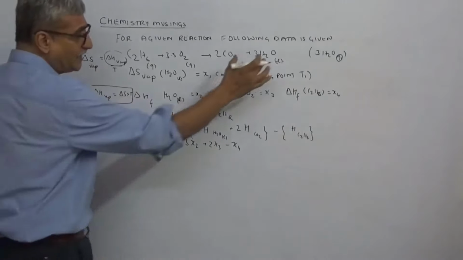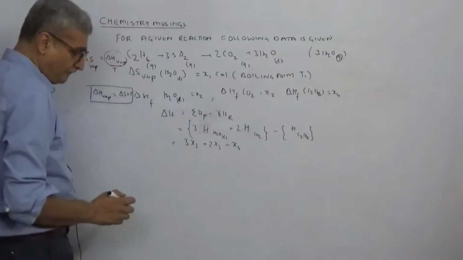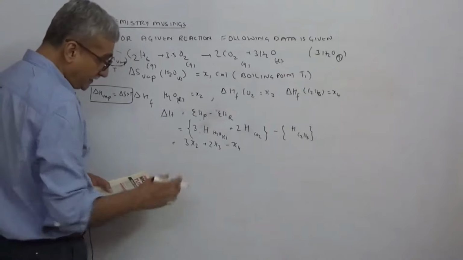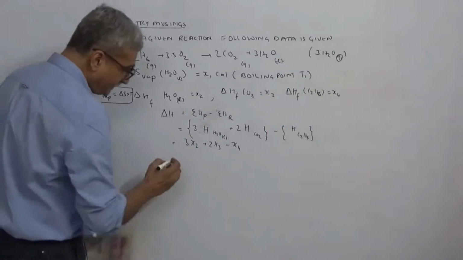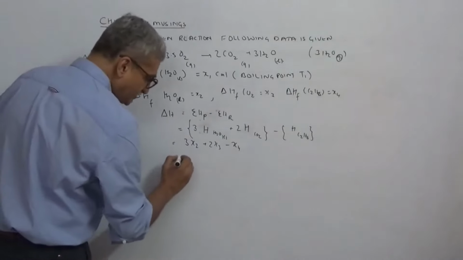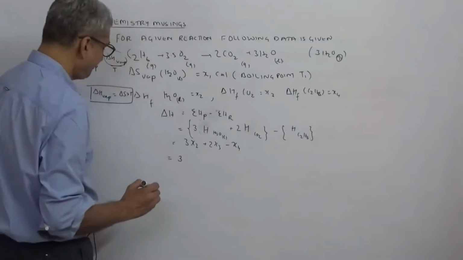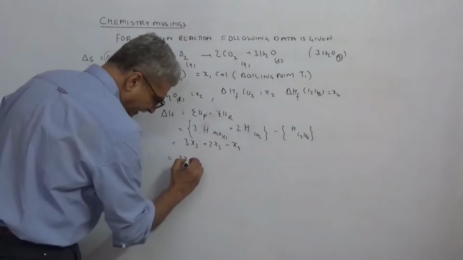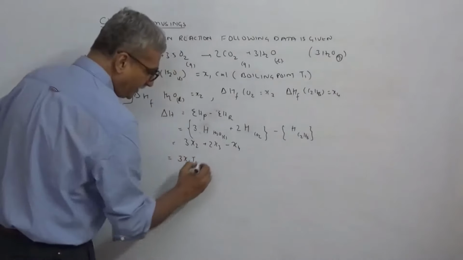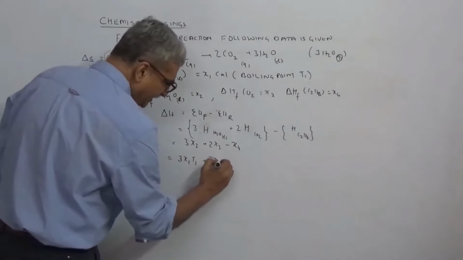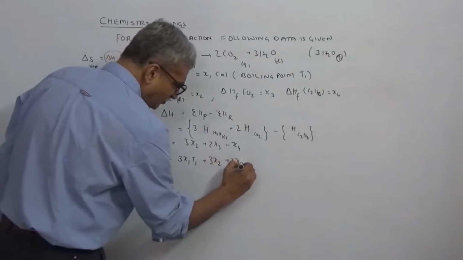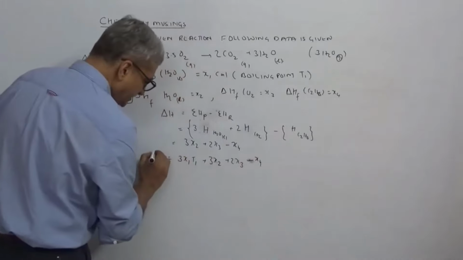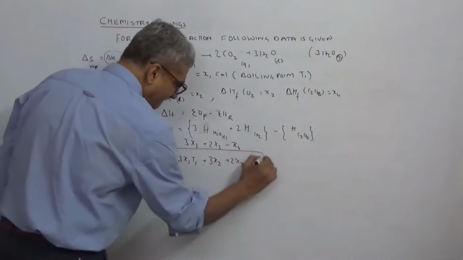So for this part, 3 into x2, we also have to add on this side. So this will be 3 times delta S, how much was given? x1. 3 times x1 into T1, the boiling point, plus 3 times x2 plus 2 times x3 minus x4. So this is the total enthalpy change.